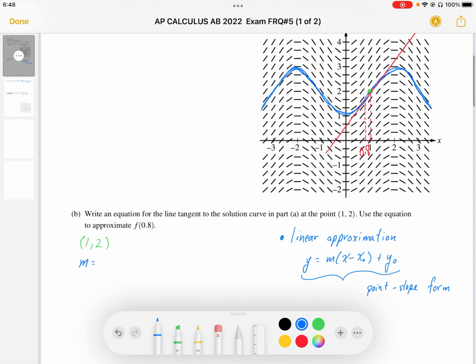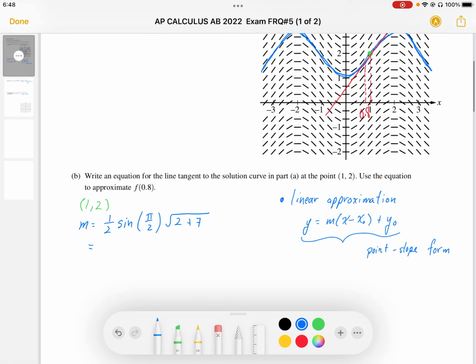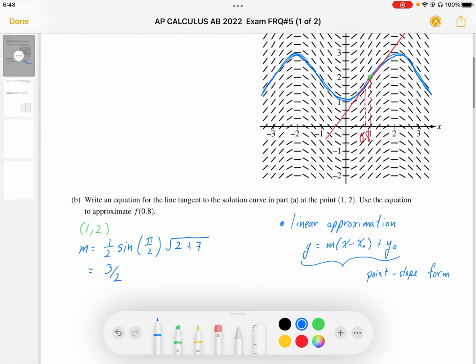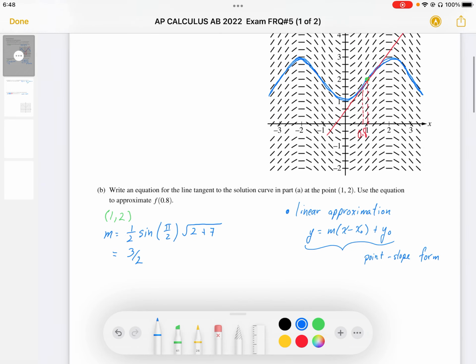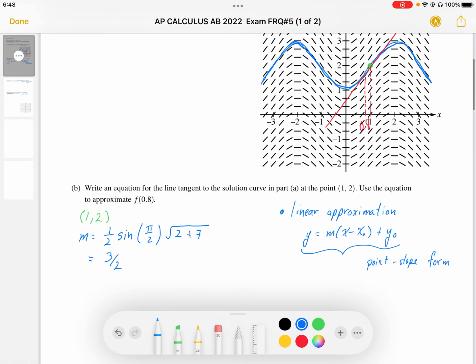So the slope is going to be equal to 1/2 sine(pi/2 times 1) times the square root of (2 plus 7), since y is equal to 2. When I plug that all in, I'm going to end up with a slope of 3/2. That looks about right if I take a look at it visually. That's the slope of that red line.